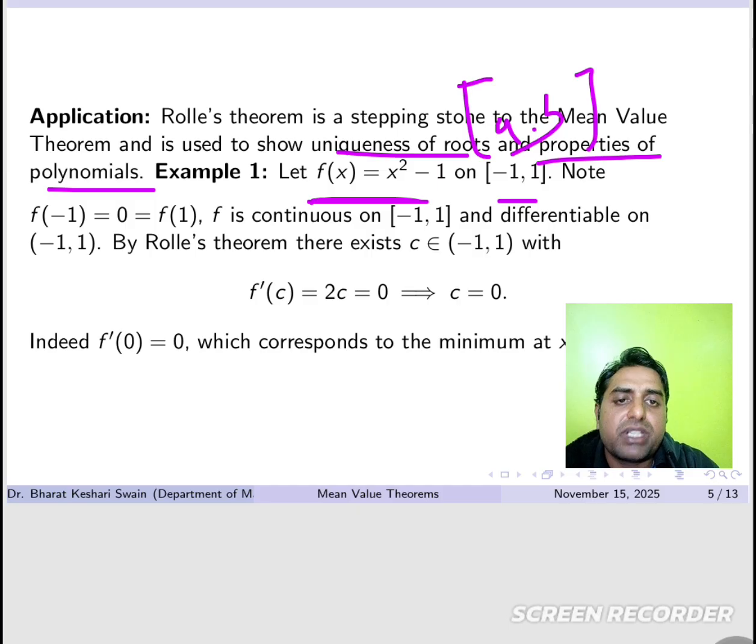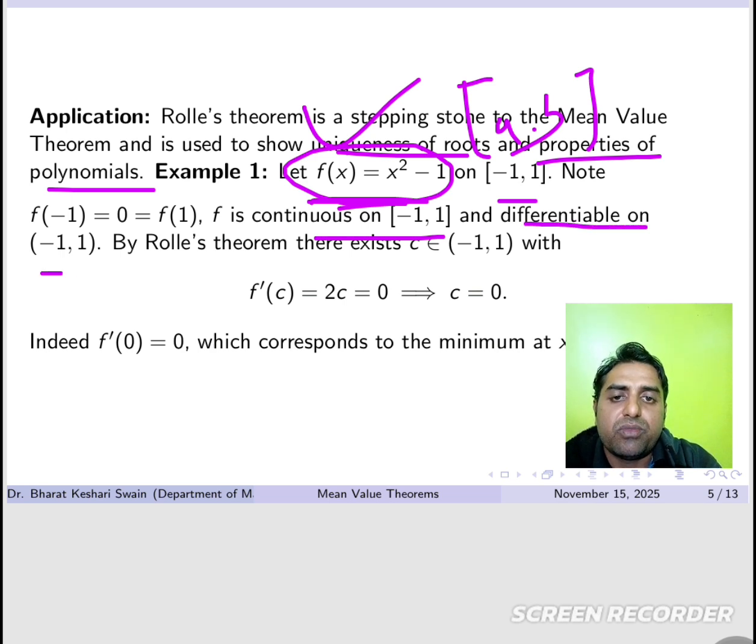So we have to check the conditions. It must be continuous on the closed interval and differentiable on the open interval. Because it is a polynomial, and every polynomial function is continuous and differentiable, there is no need to prove it. So we can write: f is continuous on the closed interval [-1, 1] and differentiable on the open interval (-1, 1).